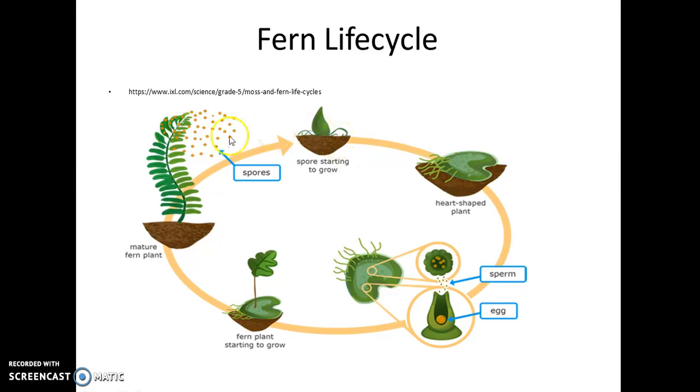And here's the life cycle. So we have these haploid spores. They form these haploid prothallium. Prothallium is the heart-shaped structure. There's male prothallium and female prothallium. We have egg and sperm. They swim to each other to produce a sporophyte, which is a fern. Remember, if you need to pause this to draw these pictures, please do so.